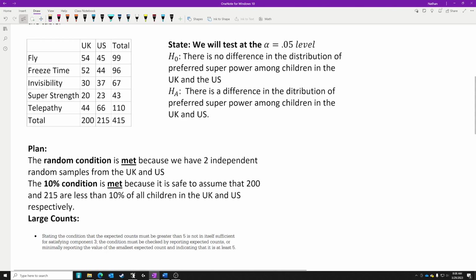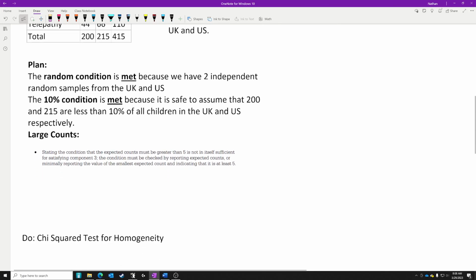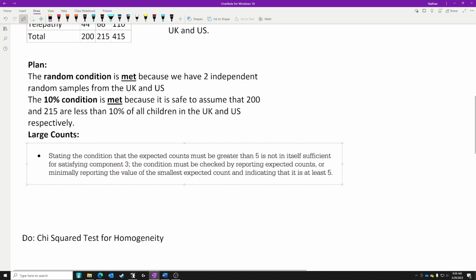Large count is a little bit different this time. So I grabbed a footnote from either our book or an AP study guide, I don't remember which, stating the condition that the expected counts must be greater than 5 is not in itself sufficient. Okay? The condition must be checked by reporting expected counts or minimally reporting the value of the smallest expected count and indicating that it is at least 5. All right, so how can you do this?